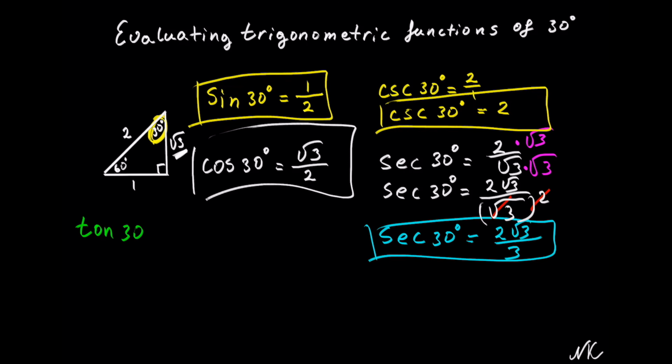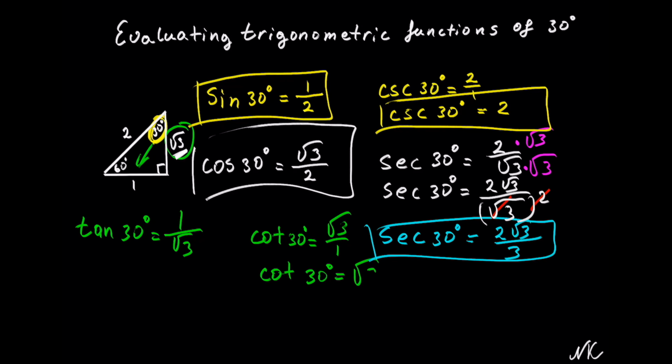Tangent of 30 degrees is equal to the ratio of the opposite side, and the opposite side to 30 is still 1, out of the measure of the adjacent side, which is radical 3. Once we have tangent of 30 degrees, we can set up cotangent of 30 degrees, which will be the reciprocal of 1 out of radical 3, which is radical 3 out of 1. Cotangent of 30 degrees is equal to radical 3, and we need to rationalize the ratio for tangent of 30 degrees.